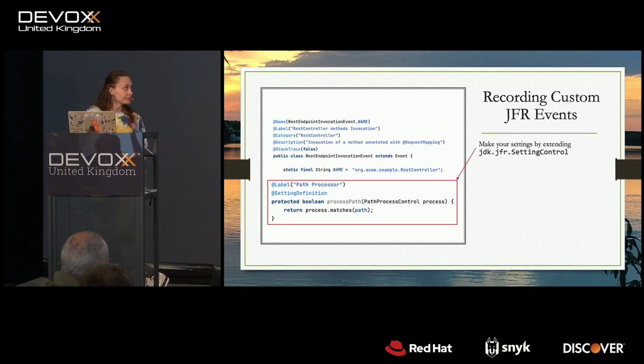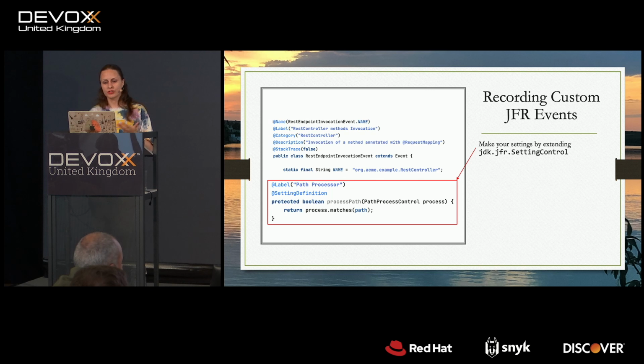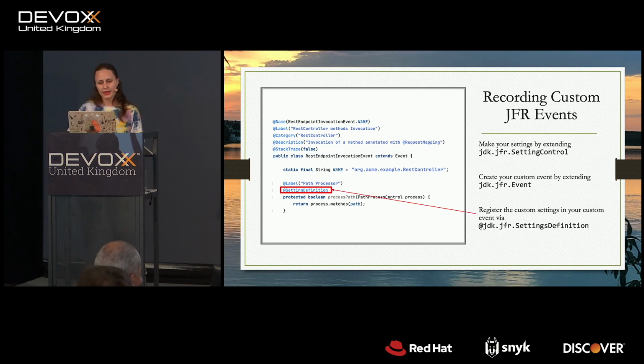Now, you can record your own custom events. So you can create your own custom events by extending the jdk.jfr SettingControl. You can also create the event itself by extending jdk.jfr.Event, and you can register it with the annotation @SettingDefinition. So you can make your own events if you need more than the JFR is giving to you.